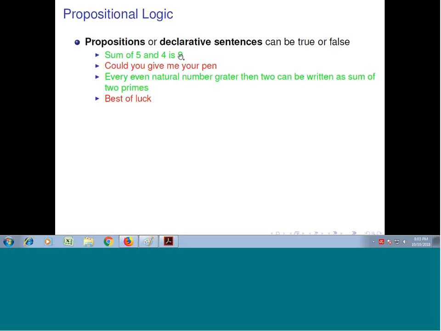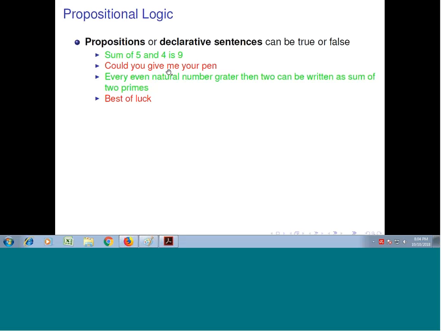For example, if I say the sum of 5 and 4 is 9, is this statement true or not? True. Can everybody write true? The sum of 5 and 4 is 9. Is it true? Yes, it is true. So therefore, it's a declarative sentence. I'm happy with that.